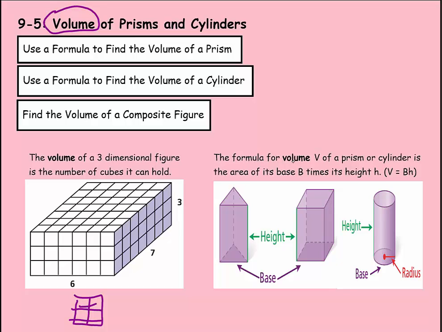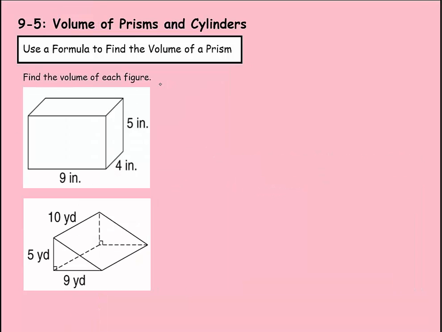The formula for volume, V, of a prism or a cylinder, is the area of its base, B, times its height. So V for volume equals B for base times height. So whether that's a triangular prism or a rectangular prism or a cylinder, you need to find that base and then multiply it times the height, or the distance between the bases. So here we have to find the volume of each figure.